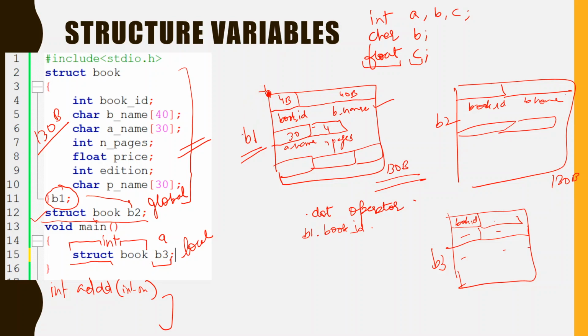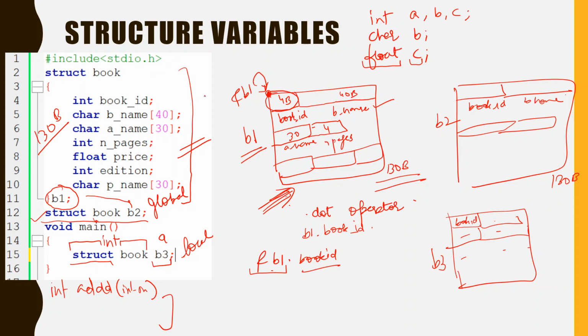So the address of b1 is this base address. The name of this memory block overall is given as b1, so the address of b1 would be the base address of this particular memory block. If we refer to it like address of b1 dot book id, what does it mean? It means that from the base address of b1 we look for the book id, so the book id would be the first 4 bytes.